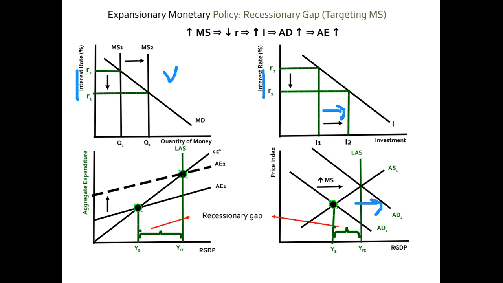But we can show the exact same thing using the aggregate expenditures model. So when investment increases, the aggregate expenditure curve will shift upward like this. And now you are here, which is exactly equal to full employment. So the recessionary gap is eliminated through expansionary monetary policy.